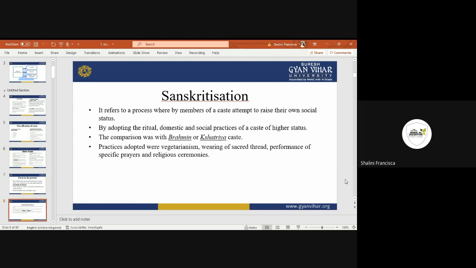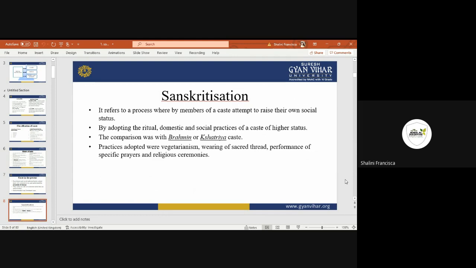How they wanted to change their status is by adopting the rituals, domestic and social practices of the higher societies. So mainly they wanted to compare themselves, or make themselves equal to Brahmins and Kshatriyas. So they adopted some of the practices that were followed by the Brahmins or by the Kshatriyas in the hierarchy of the society to uplift their status in the society.